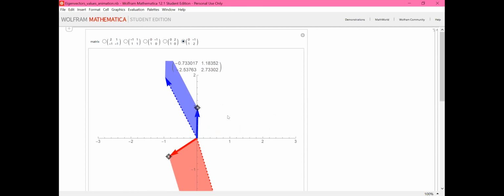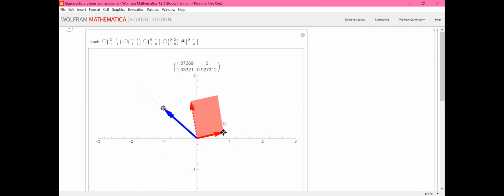And for example, this one, you have an eigenvector here, but there aren't any more. This is the same one, and there's no other eigenvectors. So what gives? What just happened?